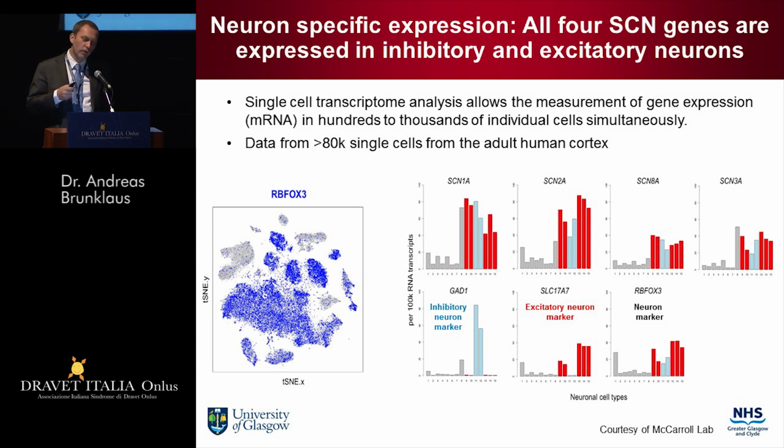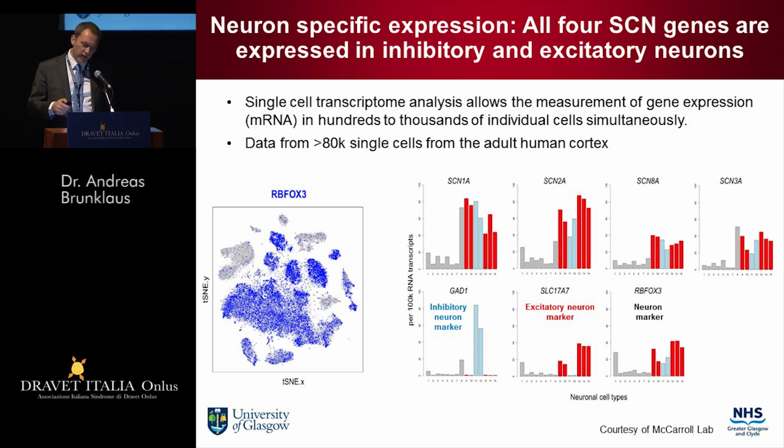So these are human data from neuron-specific expression showing that all 4 sodium channel genes are expressed in inhibitory as well as excitatory neurons. So these are single-cell transcriptome analyses from our collaborators from the Macaro lab. This allows the measurement of gene expression via mRNA in hundreds of thousands of individual cells simultaneously, and these are data from over 80,000 single cells from the adult human cortex. So these are human data.